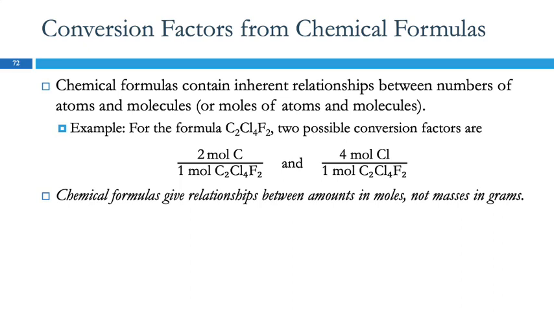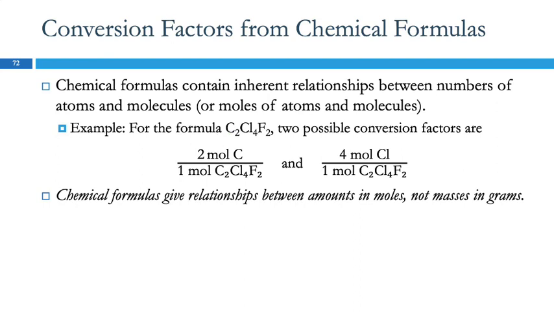So the percent composition can be really useful. But there's a lot of information also in the chemical formula. The chemical formula gives us relationships between numbers of atoms and molecules. So if we look at this formula, C2Cl4F2, there's a bunch of different conversion factors we could make from that. One of them is that there are 2 moles of carbon for 1 mole of compound. In this formula, there are 2 carbons in this formula unit or molecule.